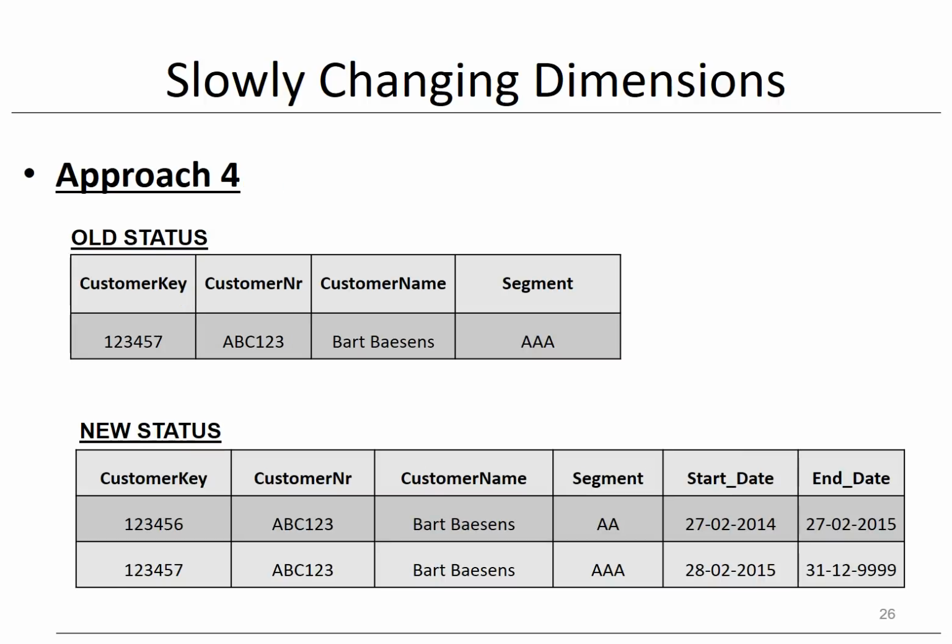A fourth approach is to create two dimension tables, customer and customer history. Both are linked to the fact table using their surrogate keys, but the former has the most recent information, whereas the latter contains the full history of updates, as you can see illustrated here. Depending upon the type of information needed, most recent or historical, the right dimension table is selected.